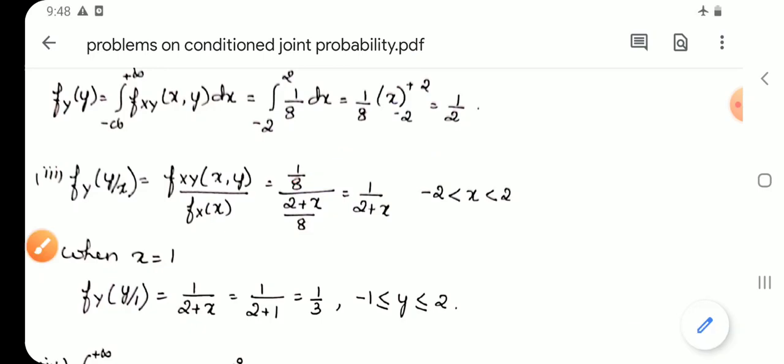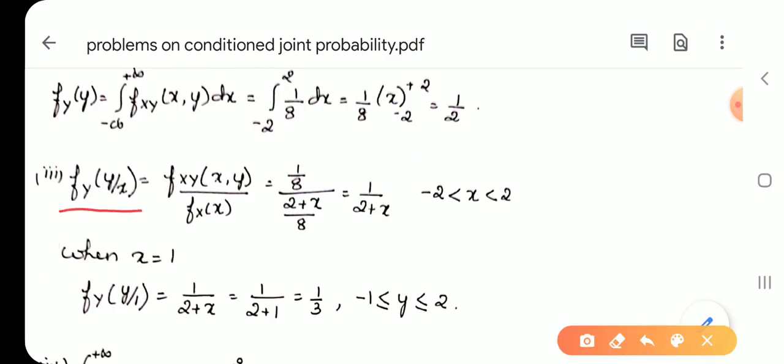Now here, when I said PDF of y conditioned on some value of x, the value of x they have given is 1. So the PDF of y when x is equal to 1 is, here in the place of x we will put 1. We get the value of fy of y for x equal to 1 as 1 by 3.